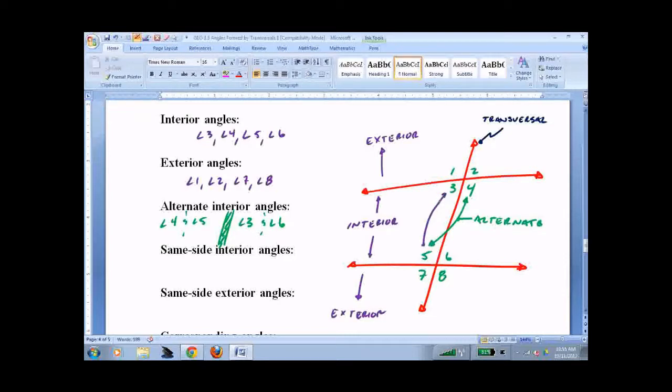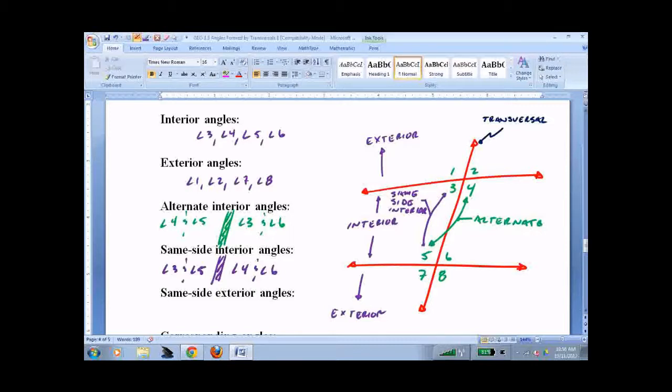These are called same side interior. Hard to read. So angle 3 and angle 5 are what we call same side interior angles. On the same side, they're interior. Angle 4 and angle 6 are same side interior angles.